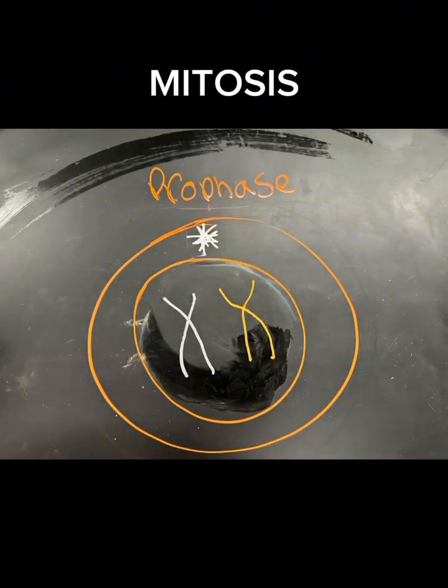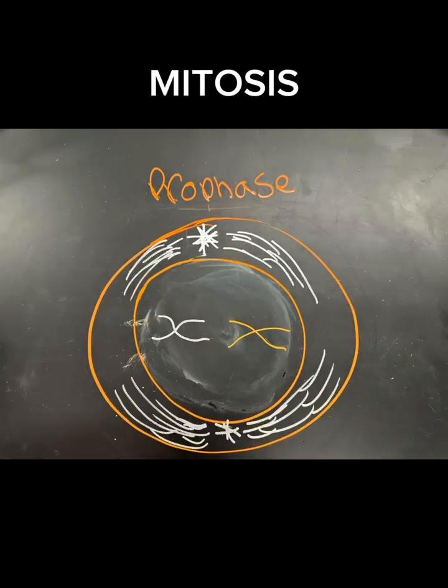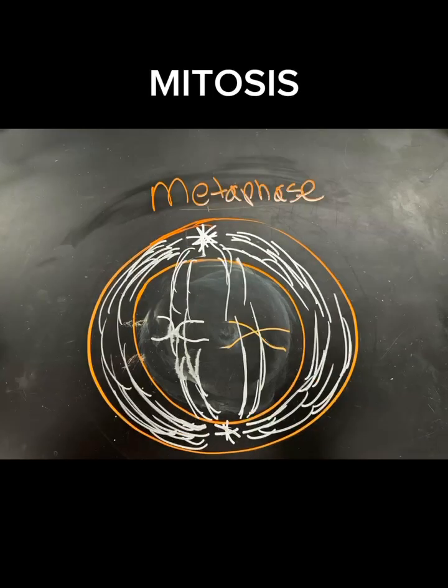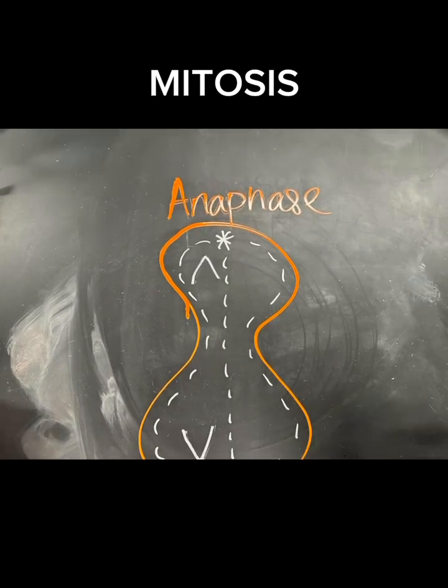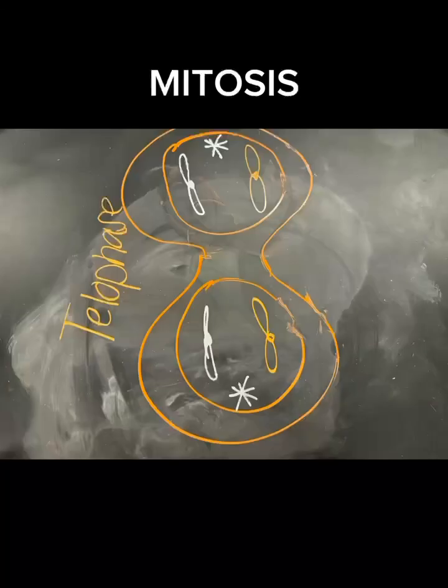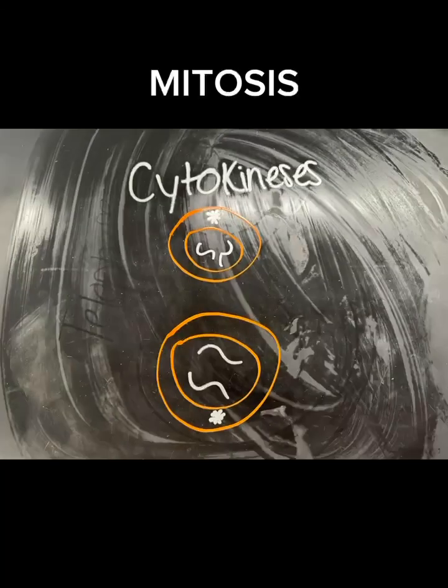During anaphase, sister chromatids are pulled apart to opposite sides of the spindle fibers. Telophase then begins, with nuclear envelopes forming around the separated chromosomes and the chromosomes decondensing. Finally, cytokinesis divides the cytoplasm, completing the formation of two genetically identical daughter cells. Together, the phases ensure precise replication and distribution of genetic material.